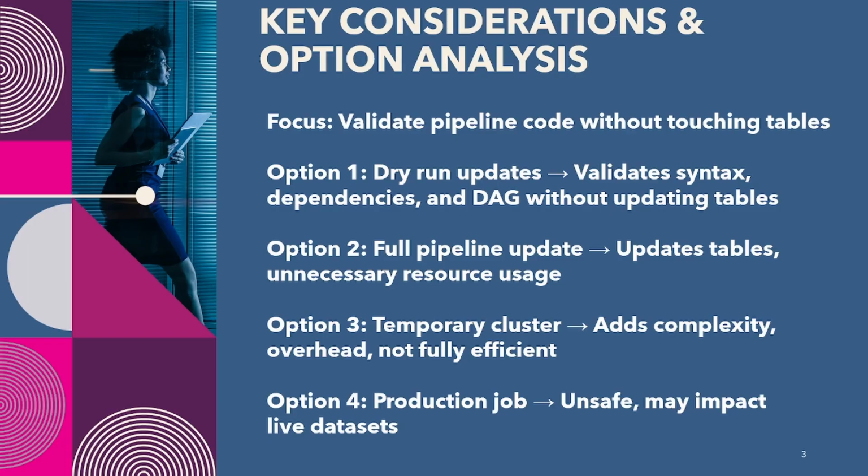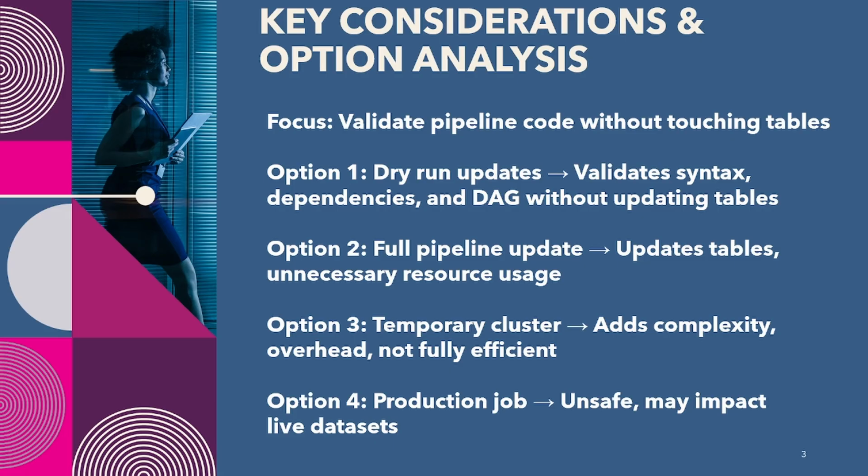Option 3, create a temporary cluster and execute the pipeline with sample data. Again, you might think, well, that sounds safe because it's not the production cluster. But the issue here is complexity and overhead. Spinning up a cluster, even temporarily, adds time, cost, and extra steps. It also doesn't fully emulate the pipeline behavior without writing data somewhere, so it's not the most efficient method for quick validation.